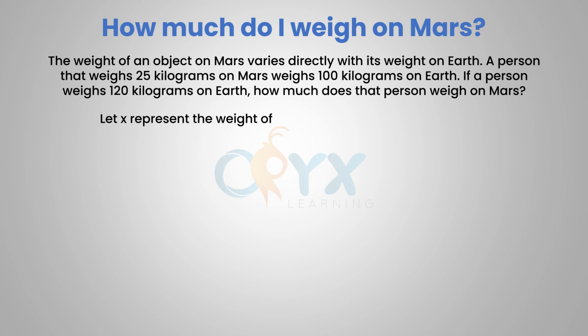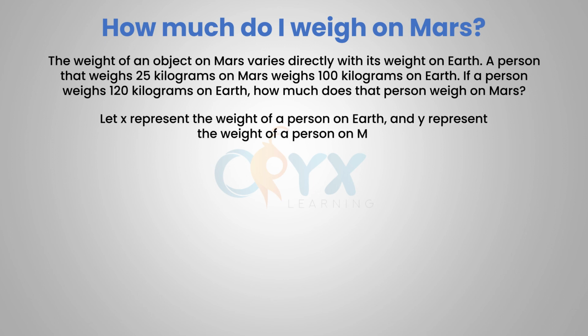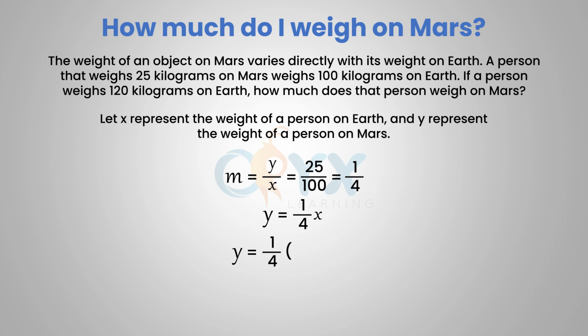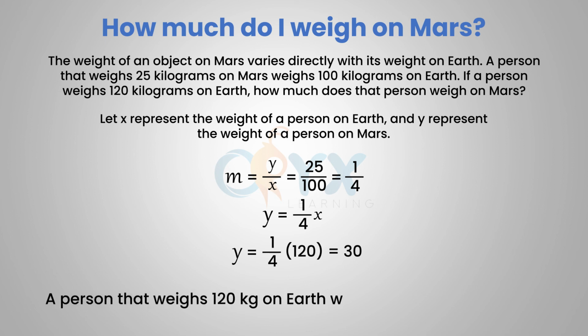If I let x represent the weight of a person on Earth and y represent the weight of a person on Mars, then m equals y over x would give me 25 over 100, which reduces to 1 over 4. So my constant of variation is 1 over 4. Substituting that into my equation y equals mx, I get y equals 1 over 4x. Substituting in 120 for my x value will give me y equals 1/4 of 120, and 120 divided by 4 is 30. Therefore, a person that weighs 120 kilograms on Earth would weigh 30 kilograms on Mars.